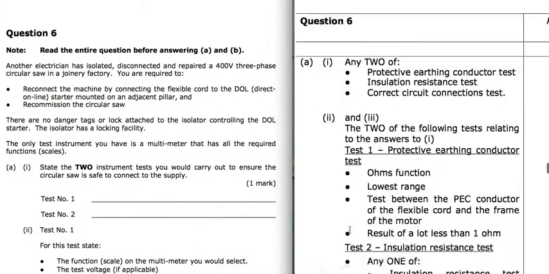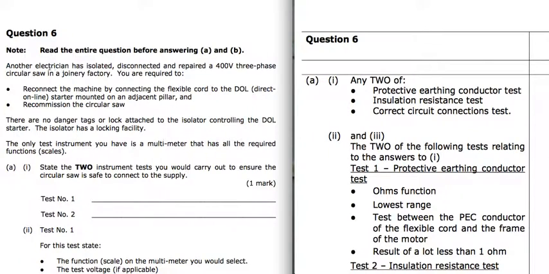Question 6. Lots of words. So we've isolated, disconnected and repaired a circular saw. We're going to reconnect the machine by connecting a flexible cord to the DOL and recommission the saw. No danger tags or locks attached to the isolator. The isolator has a lock-in facility. The only test instrument you have is a multimeter, but again, that has all the required functions, so it can do insulation resistance.